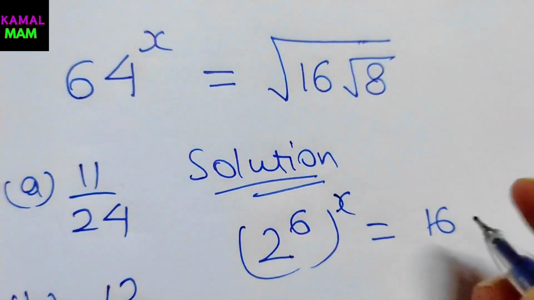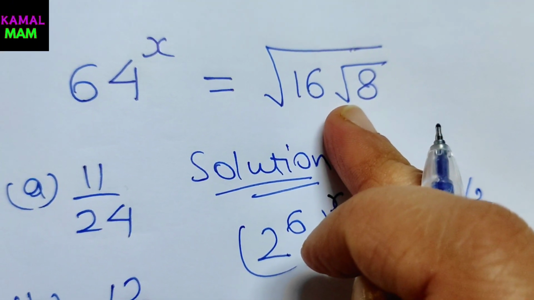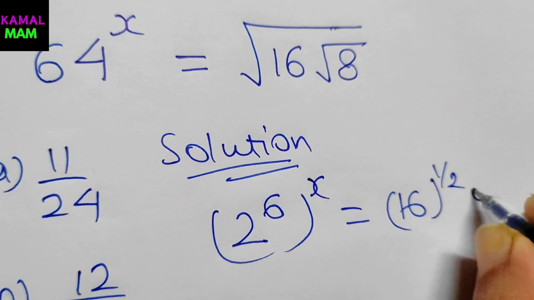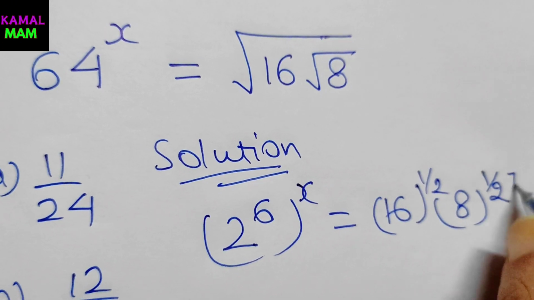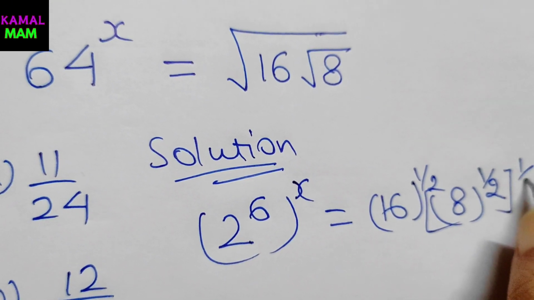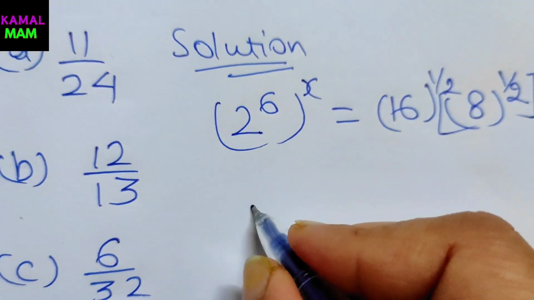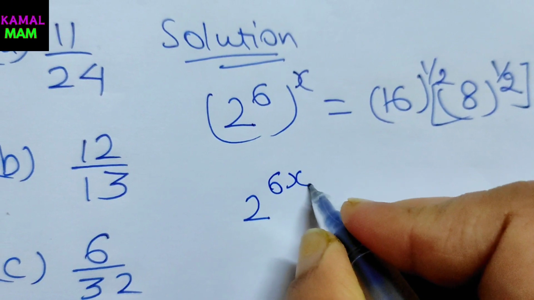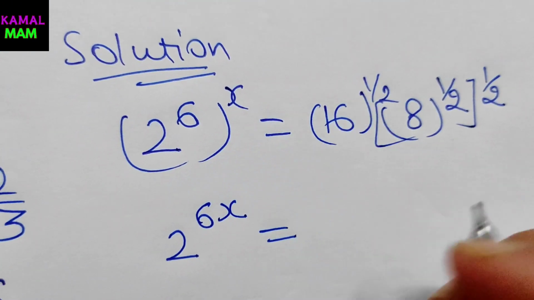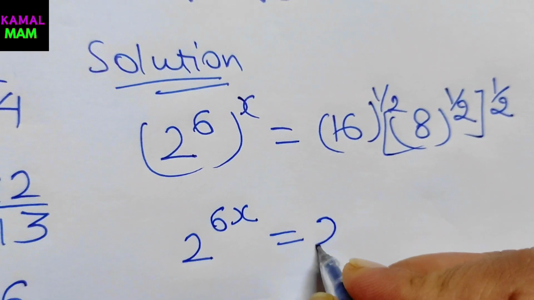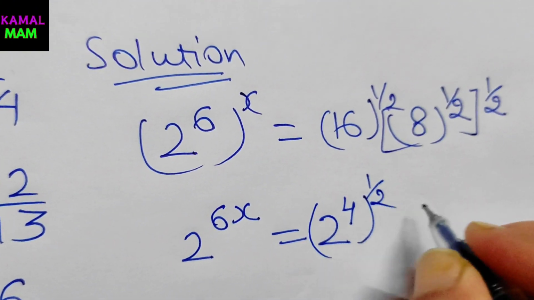We can also write square root as power 1 by 2. So here we can write this square root as 1 by 2 into 8. Its whole power will be 1 over 2, and its whole power will be 1 by 2 again. So in the next step, we get 2 raised to power 6x is equal to, we can also write 16 in terms of 2. How can we write it? As we know, 2 raised to power 4 is 16. Its whole power will be 1 by 2.